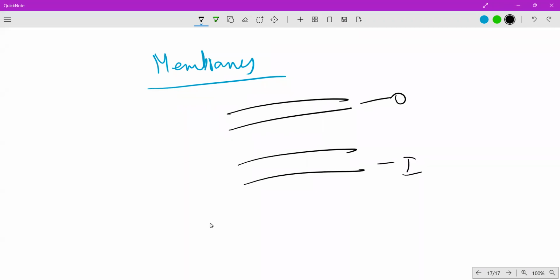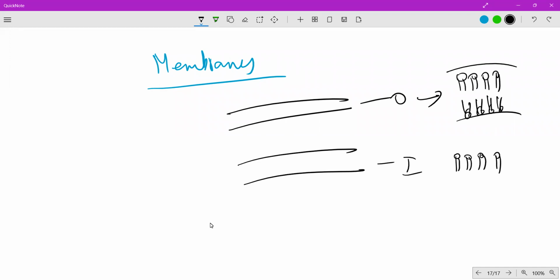We all know the outer membrane. Now, there should be clarity over here. The outer membrane is also bilayered. If this is a membrane, then this is bilayered. Meaning, this membrane is a bilayer. Similarly, inner membrane is also a bilayer. So that means both the membranes are in fact bilayers. Outer membrane is bilayer, inner membrane is bilayer.